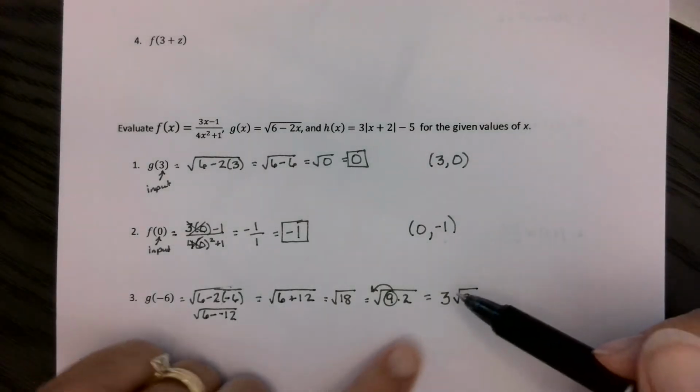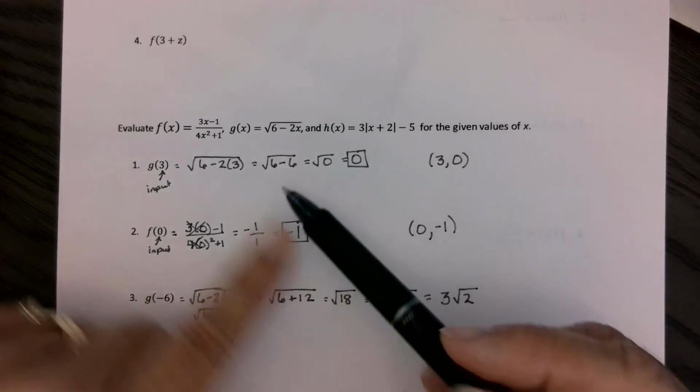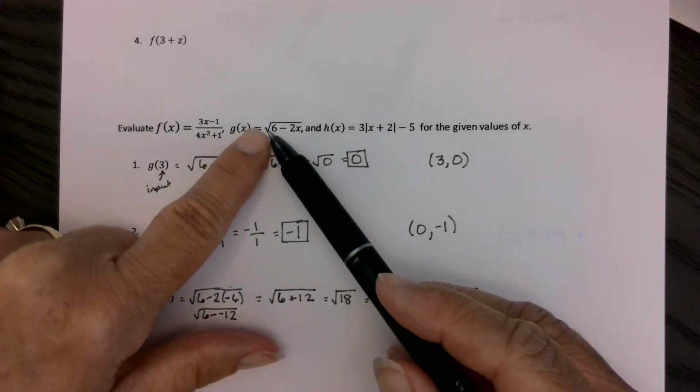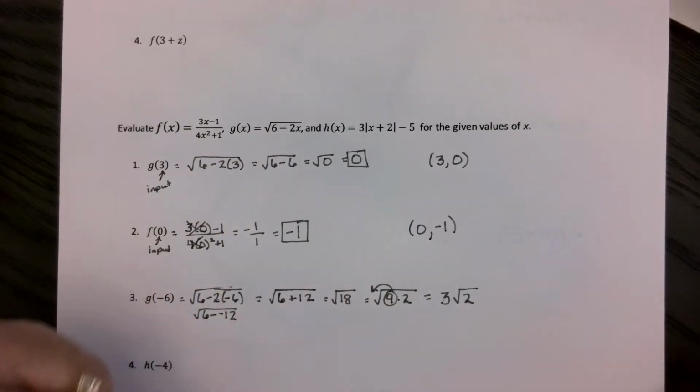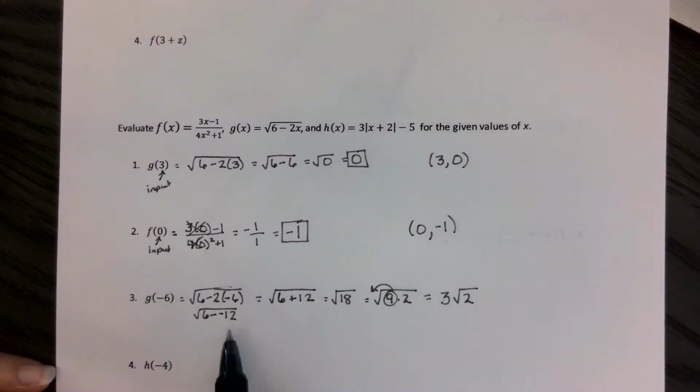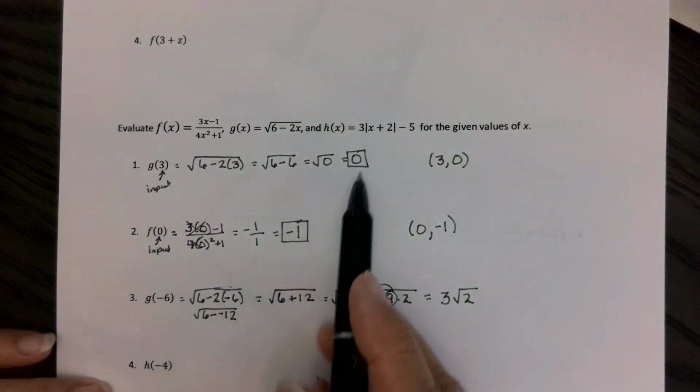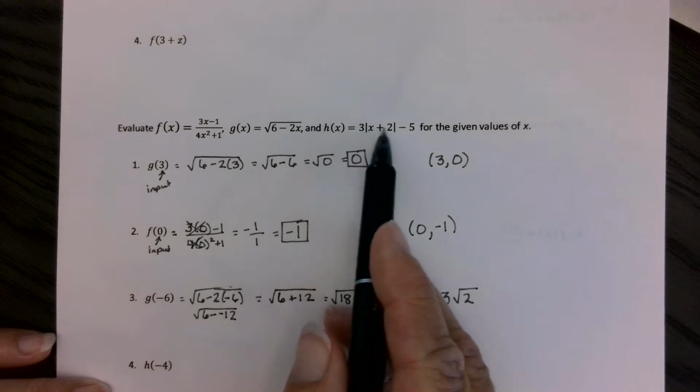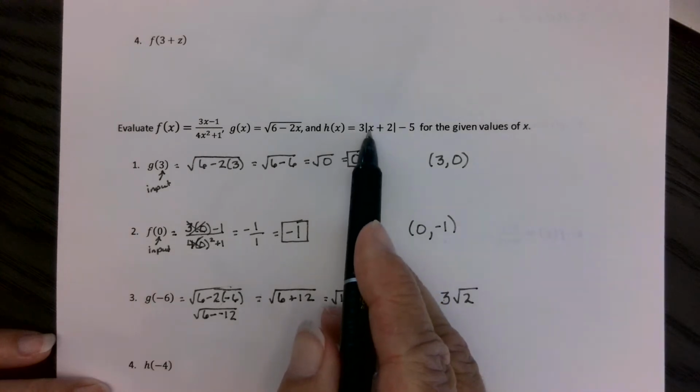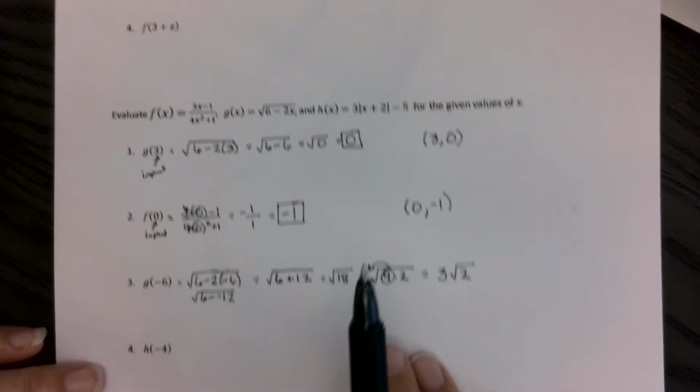Now notice you're not going to use a positive and negative here because the square root symbol is already given. It's only when you add it in there. Okay, and the last one, h of negative 4. You're going to use this last one wherever you put it. Negative 4 is our x, so wherever you see x, you're going to input a negative 4.